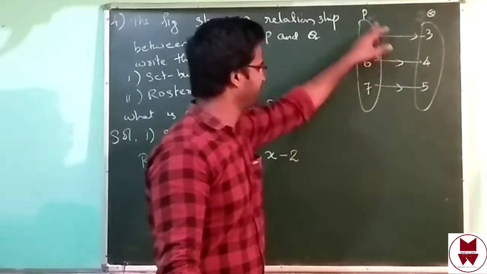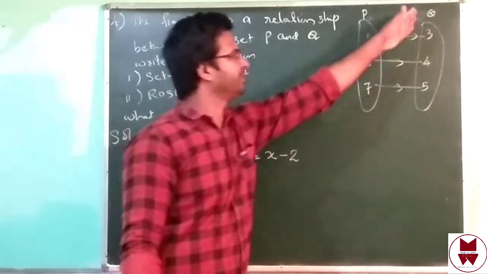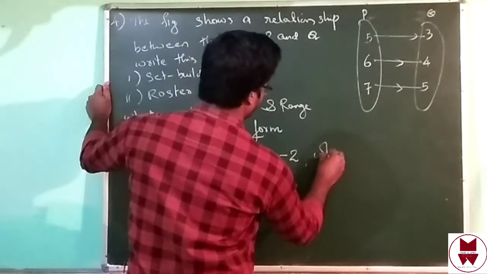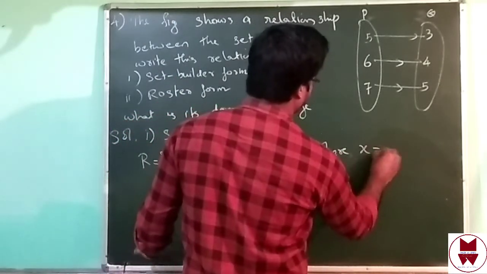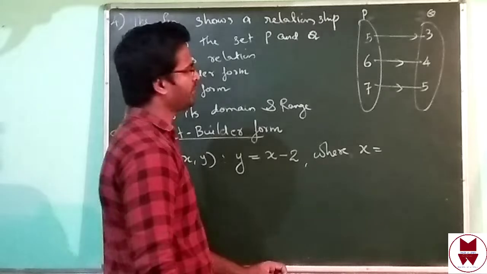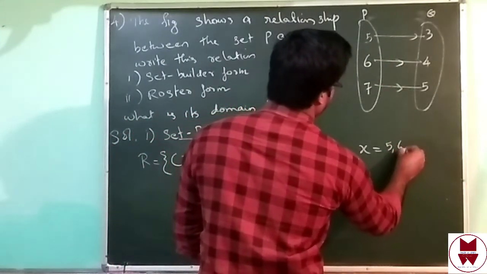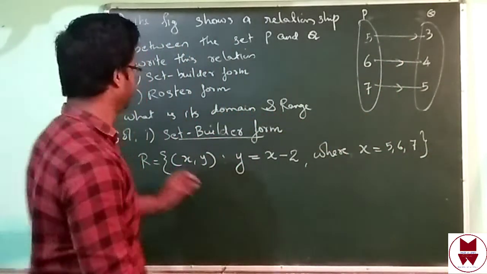That means this is x. If you do x minus 2, you will get y. Y means the second set. This is our relation, where x equal to all the x values we have to write, that is 5, 6, 7. Then only we can make that relation.